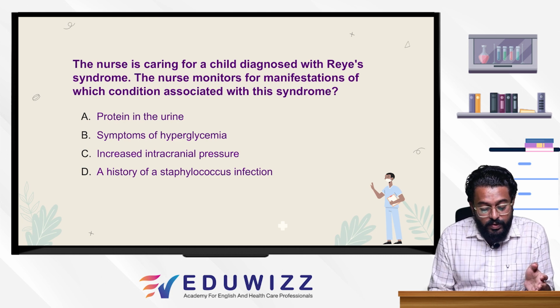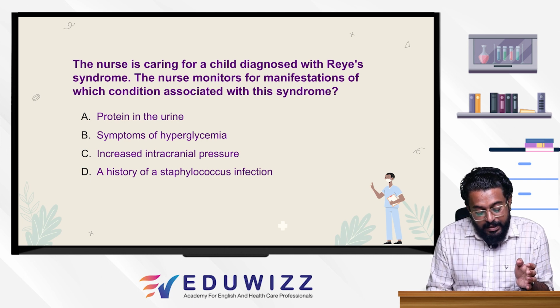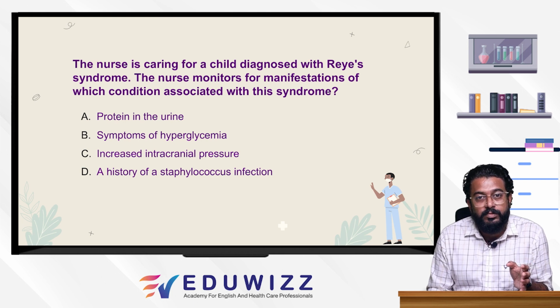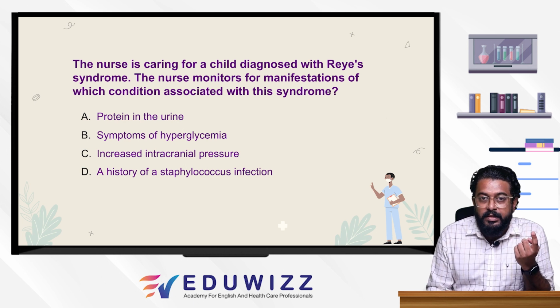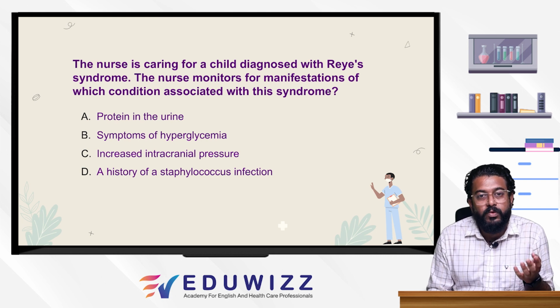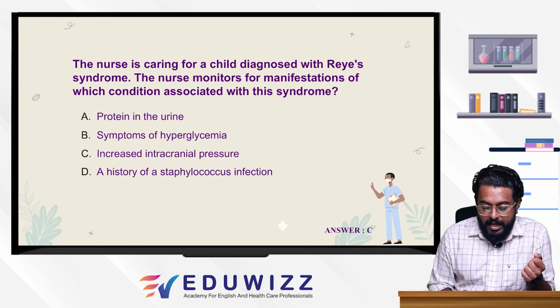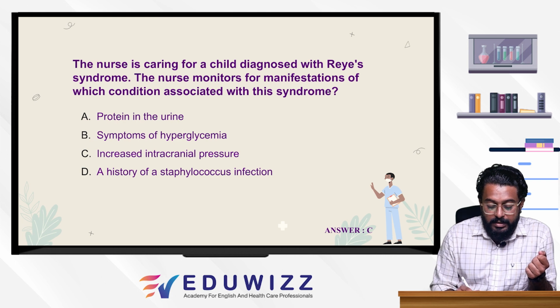Let's see, A, protein in the urine, B, symptoms of hyperglycemia, C, increased intracranial pressure, D, a history of staphylococcus infection. So I said in Reye syndrome there are two conditions, encephalopathy and hepatotoxicity. So as there is damage in the brain, the chances are that the first thing that will occur is increased ICP. So here answer option C is the right answer.